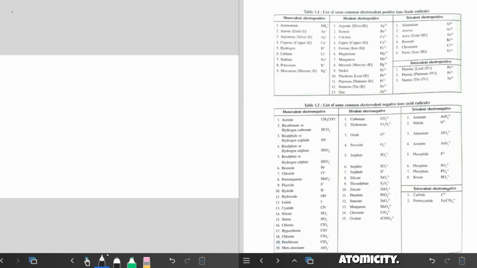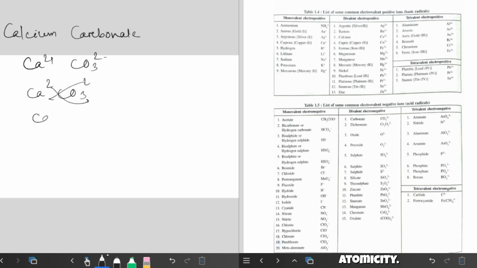So now let me write a few molecular formulas, like calcium carbonate. Calcium is Ca2+ and carbonate is CO3 2-. So Ca2 CO3 2, this 2 will come here, this 2 will go there. So Ca2 CO3 2. You see both are 2 and 2, their common factor is also 2. So if I divide it by 2, then it will become CaCO3, right? CaCO3.